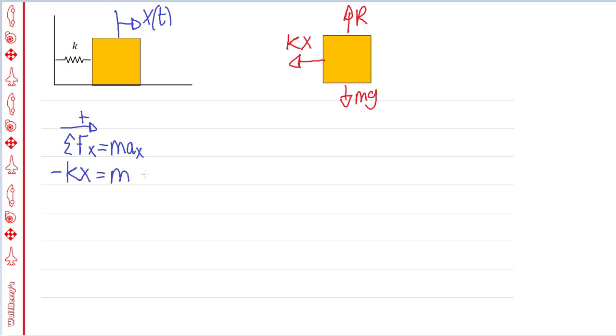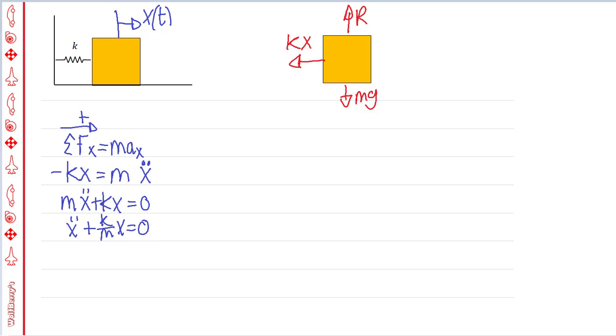And in simple harmonic motion, we always call acceleration x with two dots above it. It means the second derivative of displacement with time, which is acceleration. The reason we do that is so we don't confuse it with amplitude, which we also use in this topic. Now, adding kx to both sides, you get m x double dot plus kx equals 0. Now divide both sides by m: x double dot plus k over m, x equals 0.